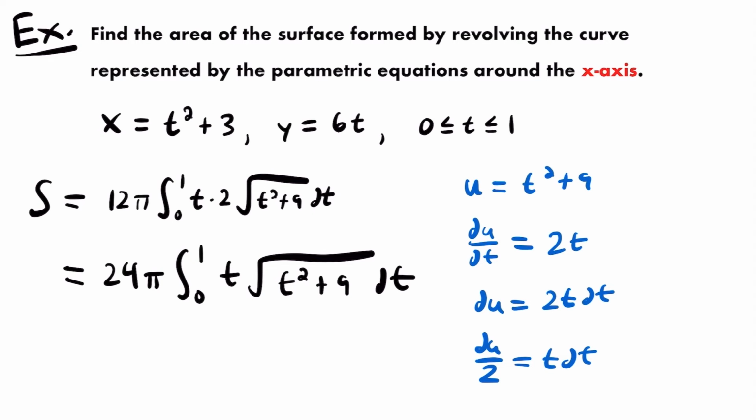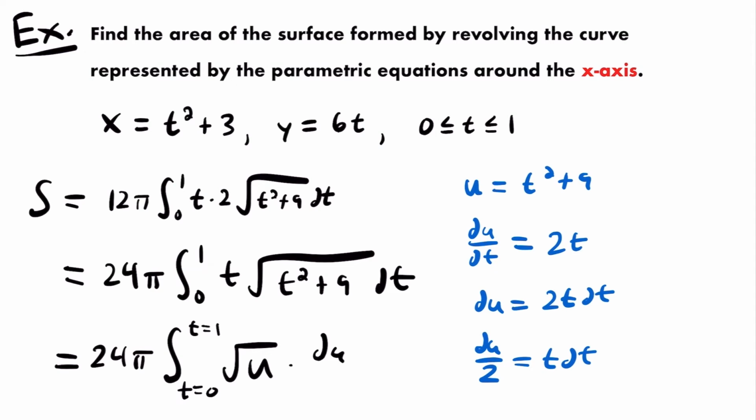And now we can replace t dt with du divided by 2, and t squared plus 9 with u, and our integral will be in terms of u, except for the bounds of integration, which we will work on in just a second. But let's rewrite what we have so far. This integral will be equal to 24 pi times the integral from t equals 0 to t equals 1 of the square root of u times du divided by 2, right? We replace t squared plus 9 with u because that's what we set it equal to, and we replace t dt with du divided by 2 because that is what that is equal to.